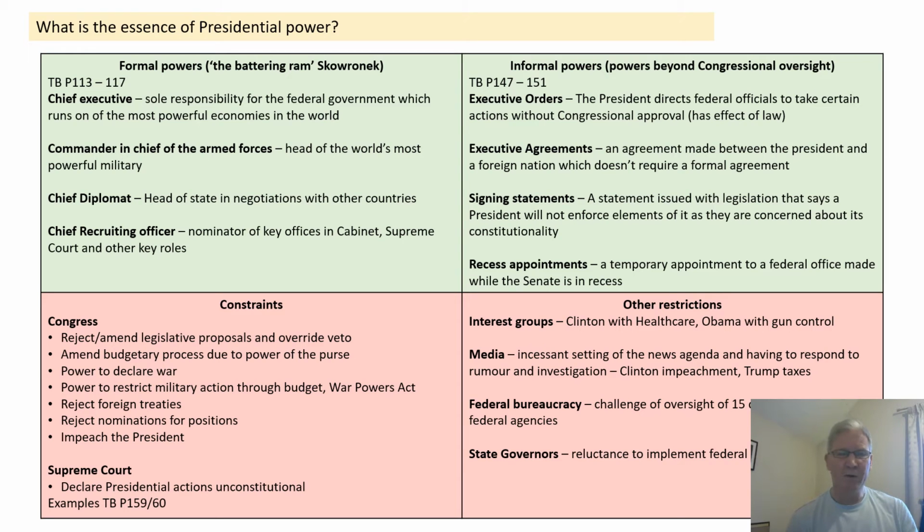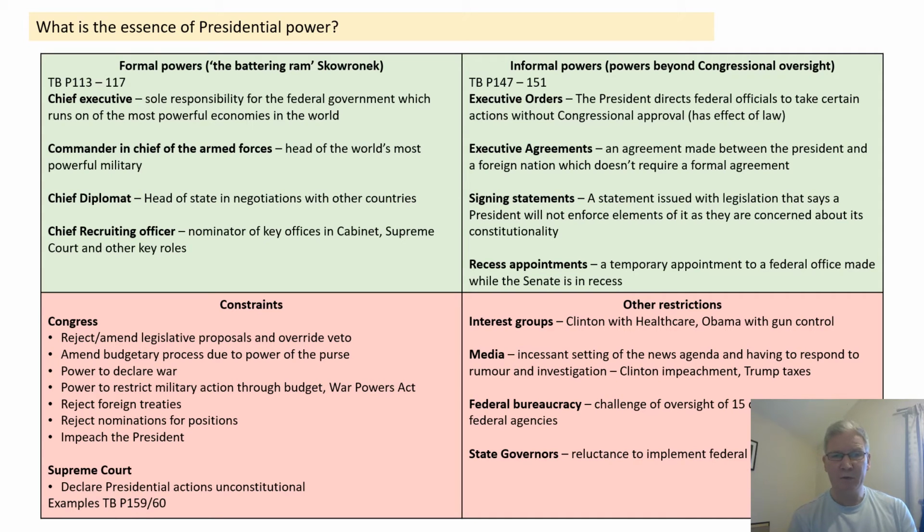Okay, well done. This slide I created because I thought if we're going to discuss presidential power, we have to understand where it's rooted and also the constraints that they face. And I think within this slide, you probably have all the powers that you need to be aware of. As you can see in the top left-hand corner, we have formal powers, the constitutional powers, which you can find in the textbook, page 113 and 117.